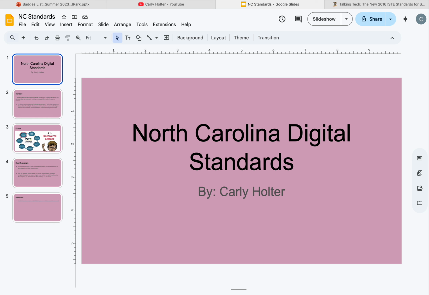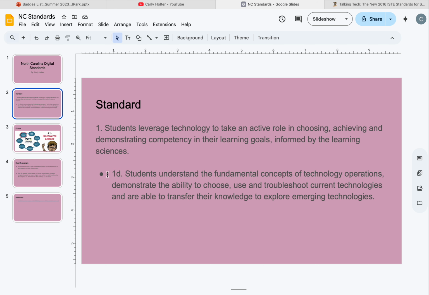So for my badge, I decided to screencast and do a little presentation on a North Carolina digital standard that I found. The standard I chose was for third grade, and it says students leverage technology to take an active role in choosing, achieving, and demonstrating competency in their learning goals, informed by the learning sciences. And the other part of it is students understand the fundamental concepts of technology operations, demonstrate the ability to choose, use, and troubleshoot current technologies, and are able to transfer their knowledge to explore emerging technologies.